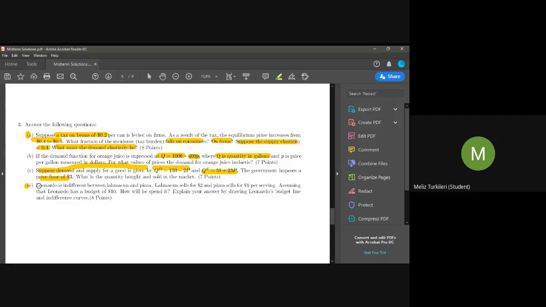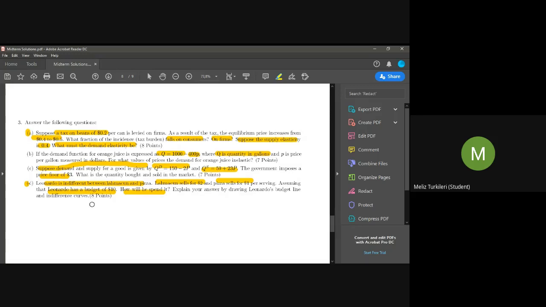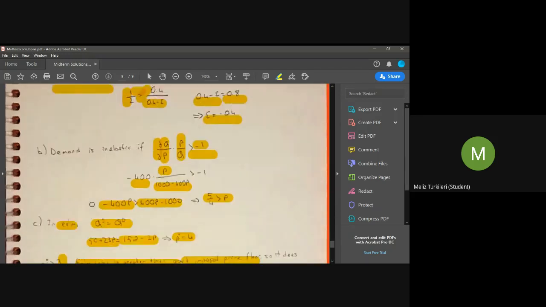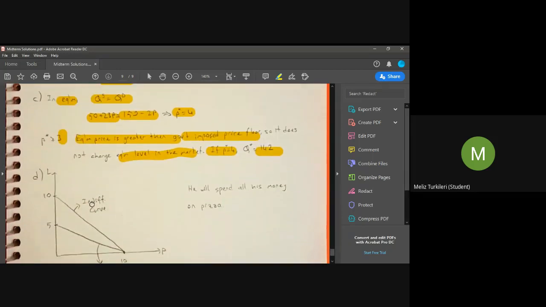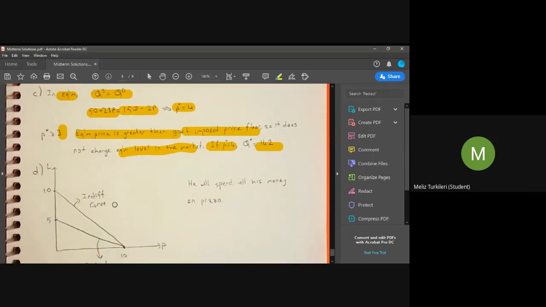In the D section, Leonardo is indifferent between lahmacun and pizza. Lahmacun sells for $2 and pizza sells for $1. Assuming that Leonardo has a budget of $10, how will he spend it? Explain your answer by drawing Leonardo's budget line and indifference curves. Let's check for that. Okay, how can we draw the indifference curves?